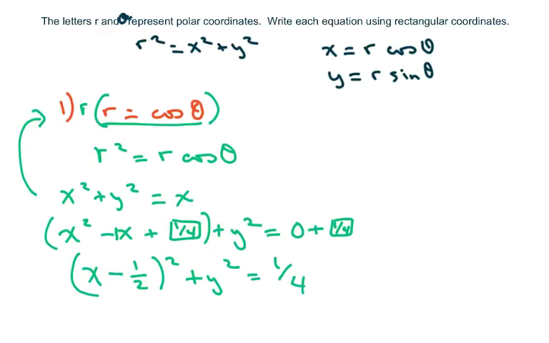This is a circle with the center at 1/2, comma 0, and your radius is 1/2, because you take the square root of 1/4. This is after you've already done conics. Okay, so let's continue on.